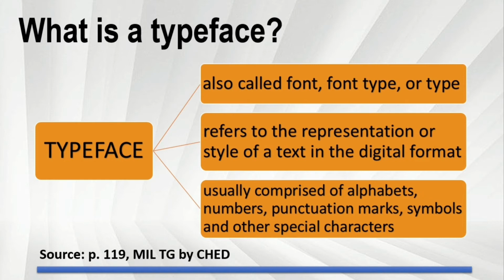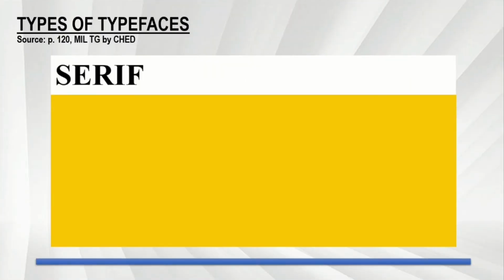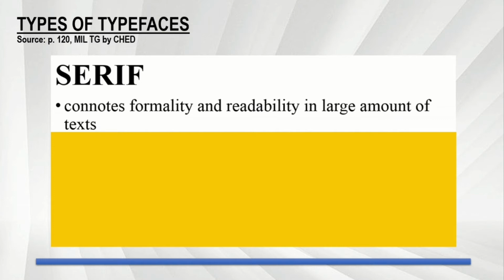There are different typefaces that we can use. Each type is used for different purposes since they convey different emotions and meanings. And you must be very careful in choosing the right one for your content. Let us discuss them. The first type of typefaces is called serif. Serif connotes formality and readability in large amount of text.